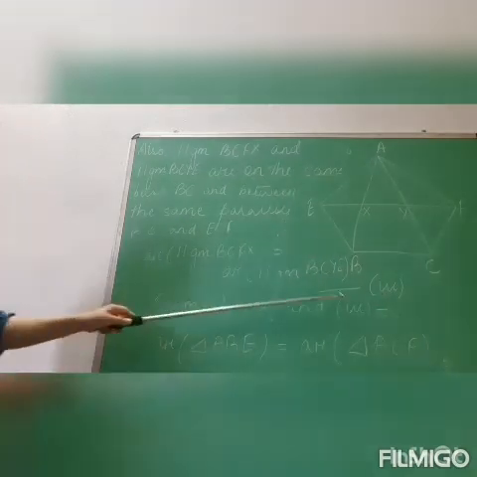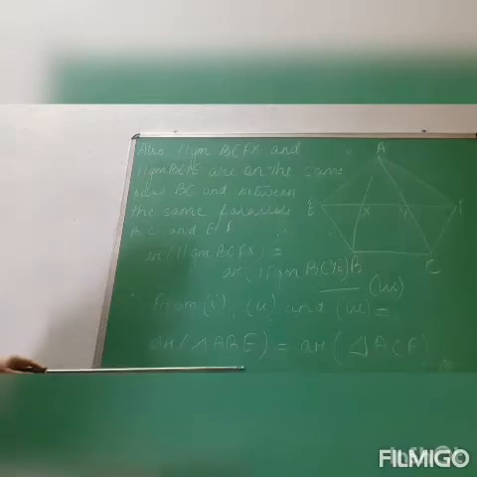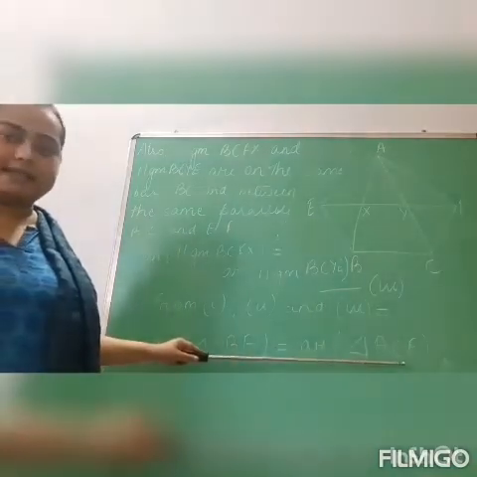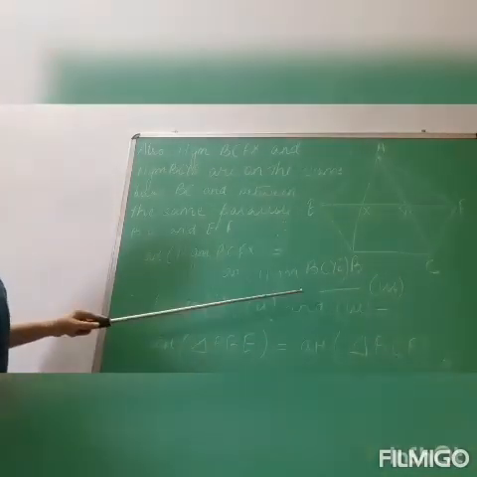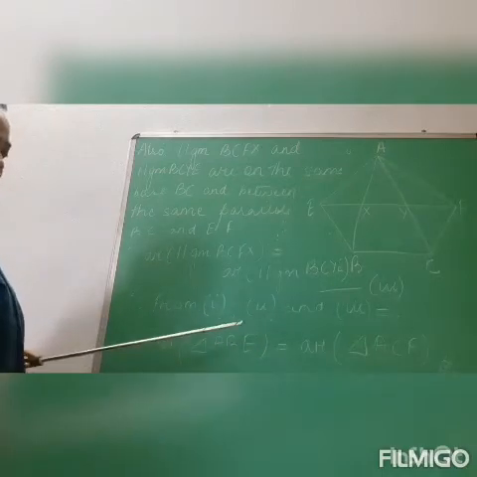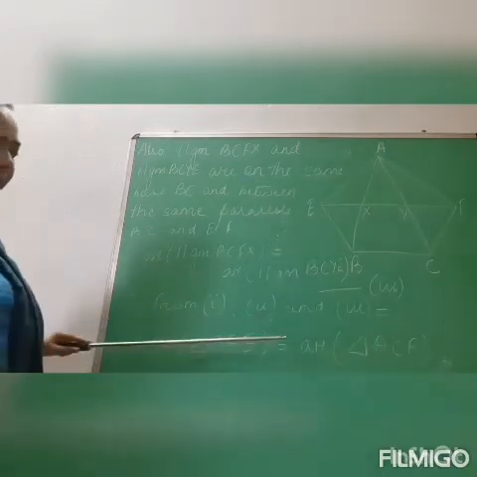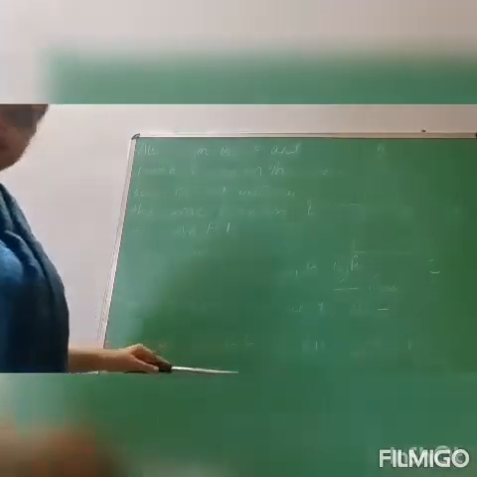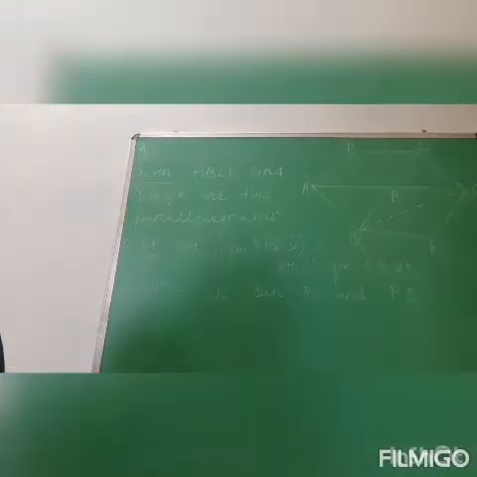So, from 1, 2 and 3, I will get area of triangle ABE is equal to area of triangle ACF. Since these two parallelograms are equal, from these 3 equations, triangle ABE is equal to the area of triangle ACF. Okay. Now, let us move on to the next sum, that is number 9.